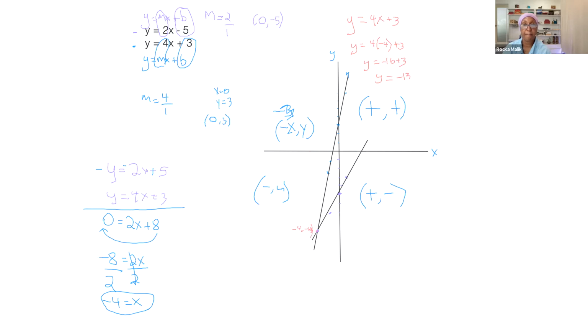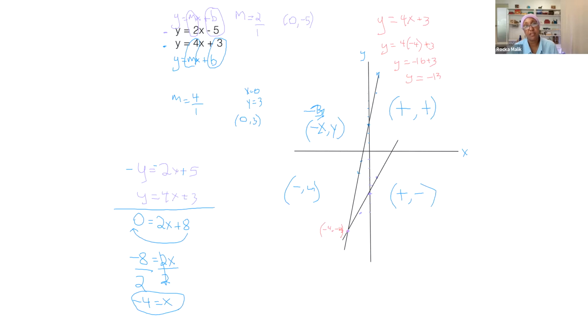Let me stop. Right. Okay, so they're not parallel. They're not the same line. They're just two regular lines. Questions so far?